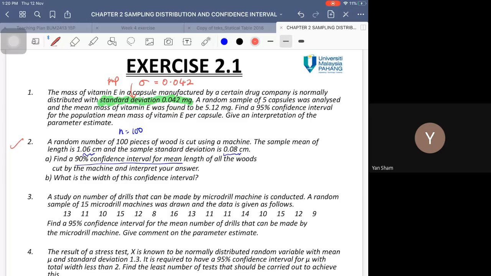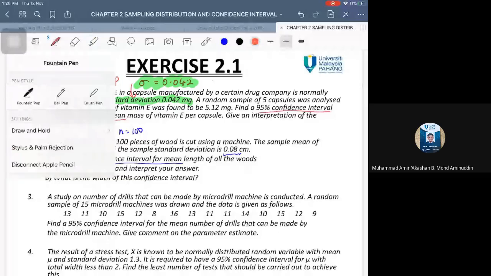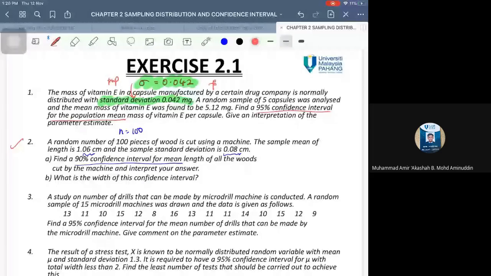And when we want to find a 95% confidence interval for the population mean and sigma is already given, which formula do we have to use when sigma is given? Number 1. Exactly. So we are going to use formula number 1, where we have to use the sigma.